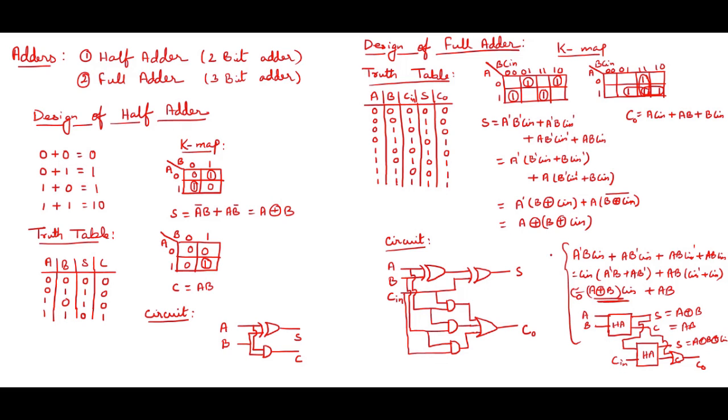Okay, sum remains the same, but if you take it right from the truth table, you will get an equation for carry out like this, and this will be the structure for that.